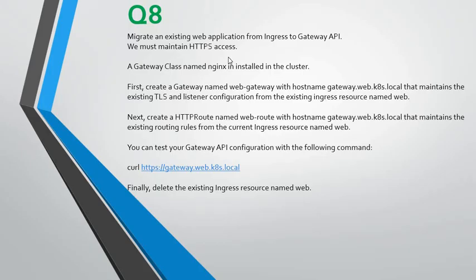So this is the question: migrate an existing web application from Ingress to Gateway API. There is a web application already deployed on the cluster and an Ingress is already created. You have to move the application from Ingress to Gateway API, and we must maintain HTTPS access. That means if the Ingress is based on HTTPS, your Gateway API should be HTTPS. A GatewayClass named nginx is installed in the cluster.